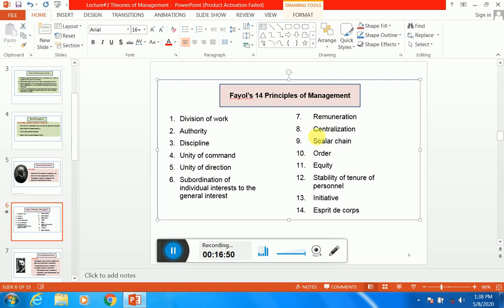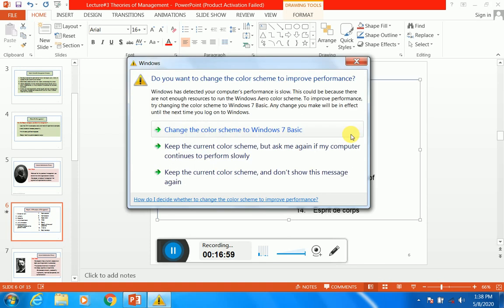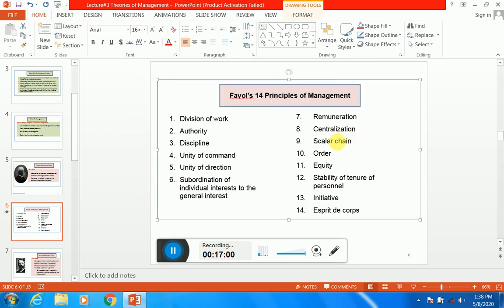Centralization simply means that all the authority should be located within a center. That is, the top management holds the authority. That is known as centralization.